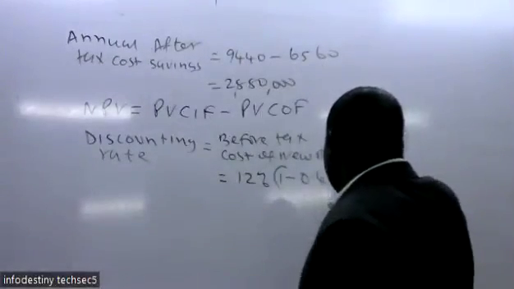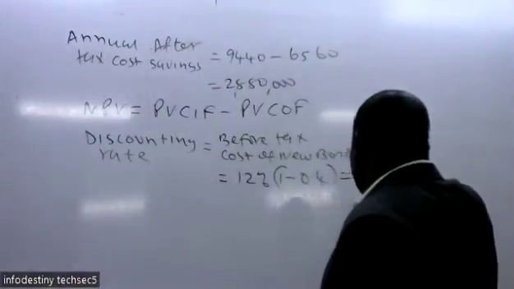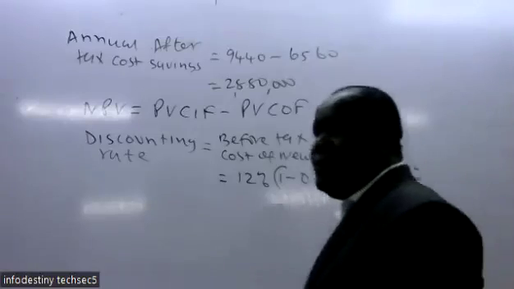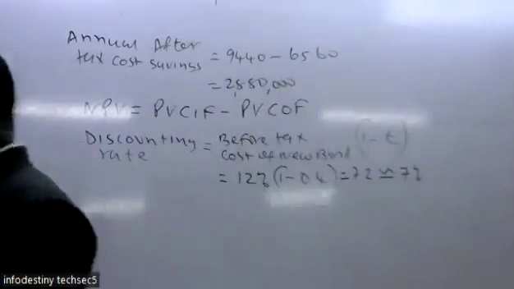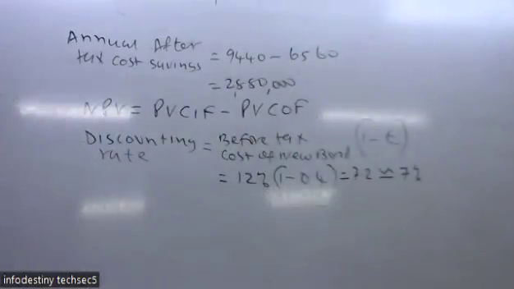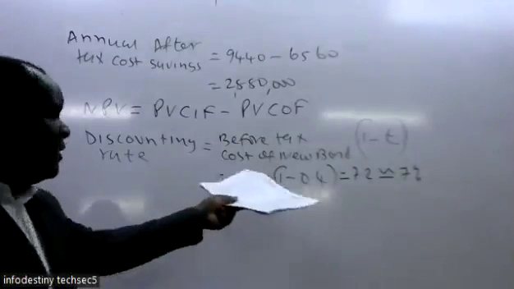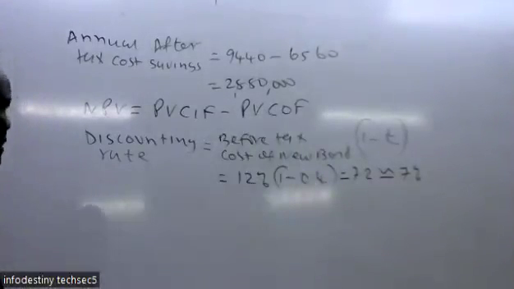It is 7.2, but they have rounded it off. They have said approximately 7%. It is given in the question, where they have stated the after tax cost of the debt to the company is approximately what percent? So if it is not given, remember to calculate it as the discount rate.